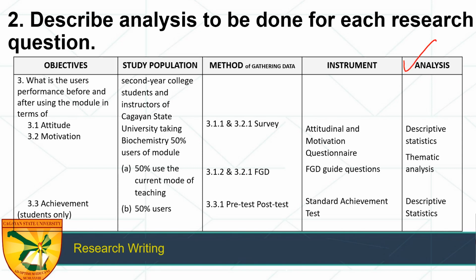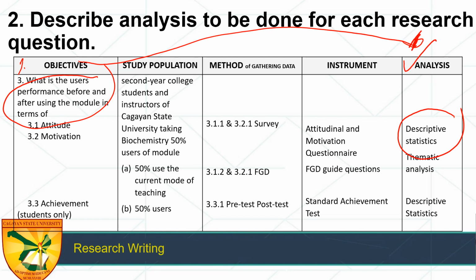Because I have only one research specific question here, what you need to actually do, you need to follow the sequence in the statement of the problem. So you need to start with objective or problem number 1 and discuss what will be the analysis that you will use to answer that problem number 1, and then problem number 2, and then go with problem number 3. I'll be using descriptive statistics and thematic analysis to analyze the data gathered in problem number 3.